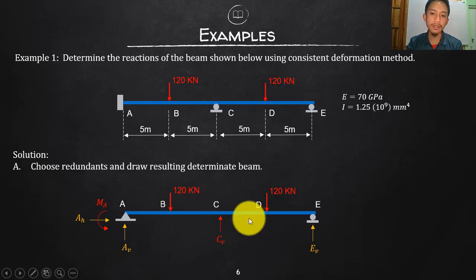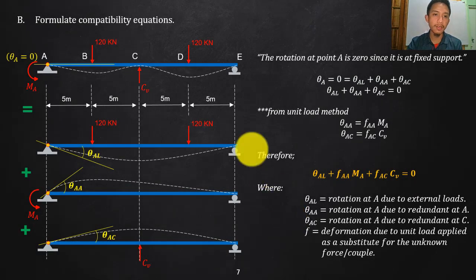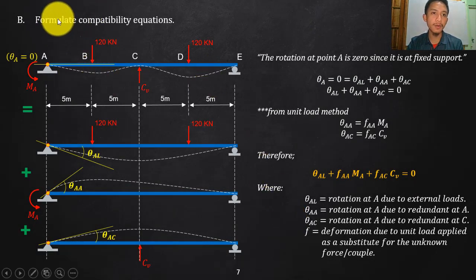Okay, and I already drew that one, and I already checked that it is stable. Okay, so second is to formulate the compatibility equation. There are two redundants, therefore we need to have two equations of compatibility.